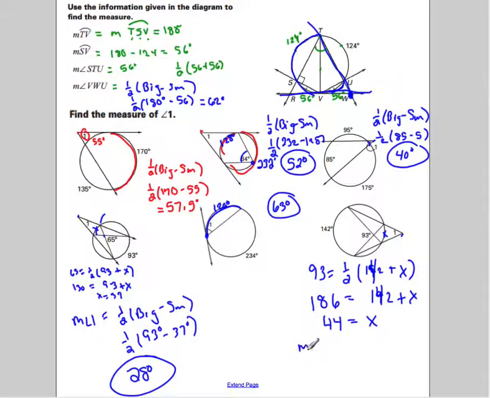So then I can say the measure of angle 1 equals 1/2 the big minus the small. The big being 142, the small being the 44 I just found. Again, we're going to do 1/2 of that. 1/2 of that would be 98 degrees. And 1/2 of 98 degrees is 49 degrees. That's the measure of angle 1.